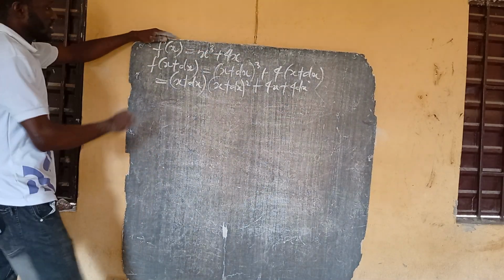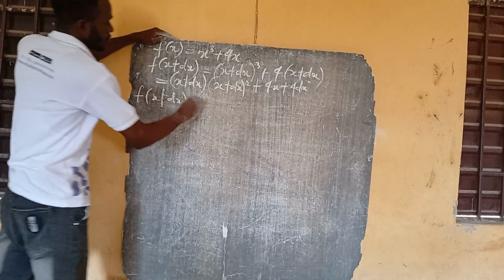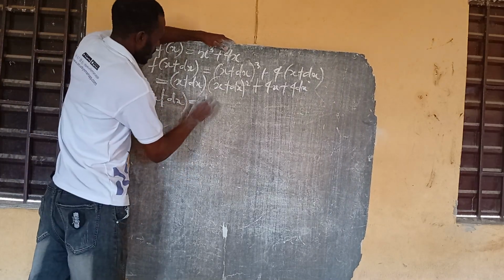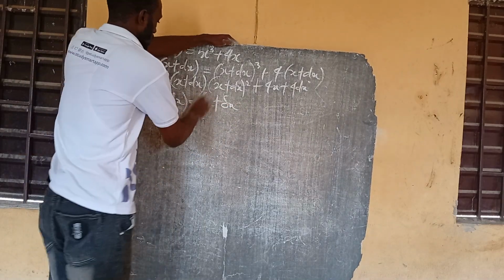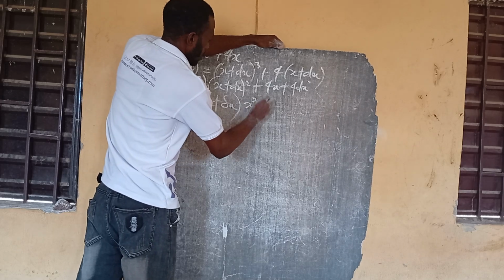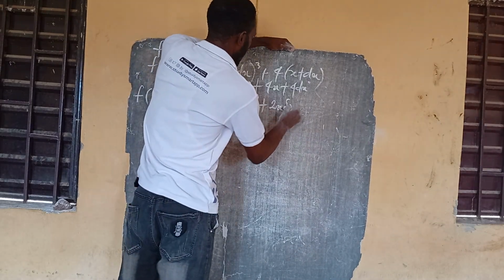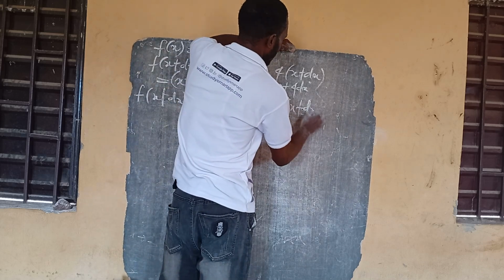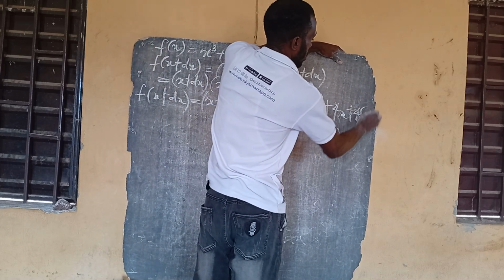Okay? If this is the case, then f of x plus dx will be equal to x plus dx into bracket x squared plus 2x dx plus dx squared plus 4x plus 4 dx.